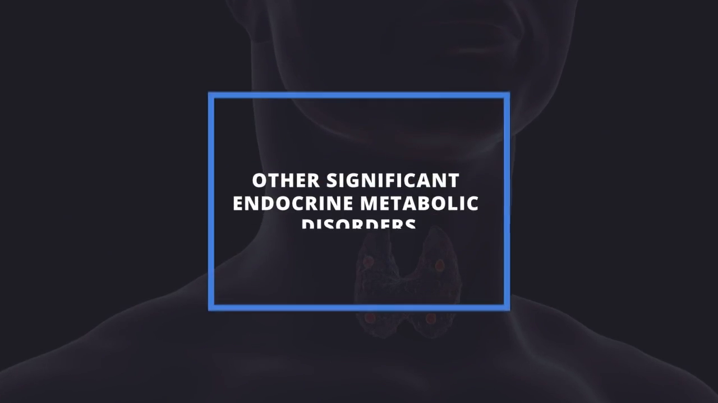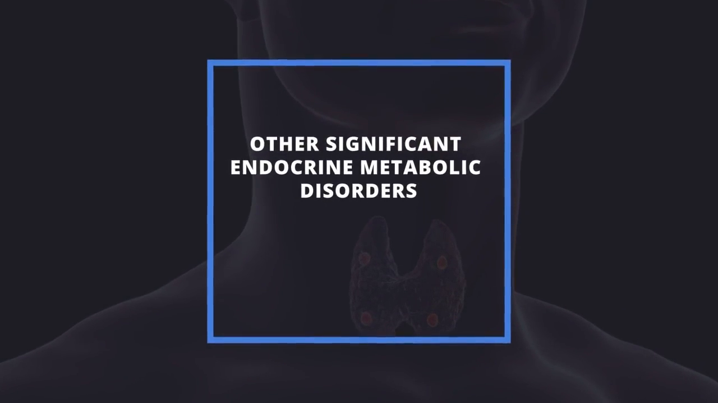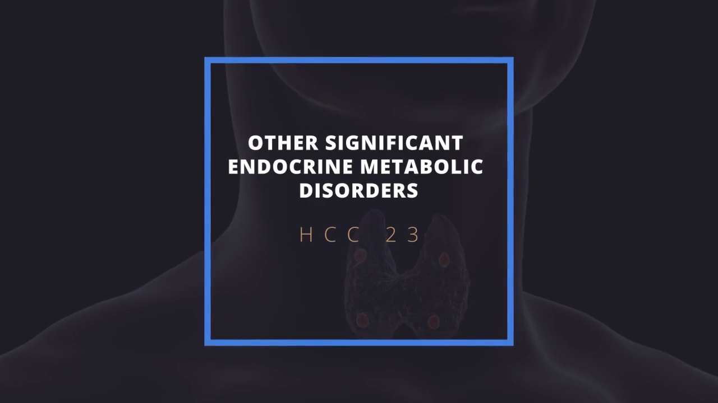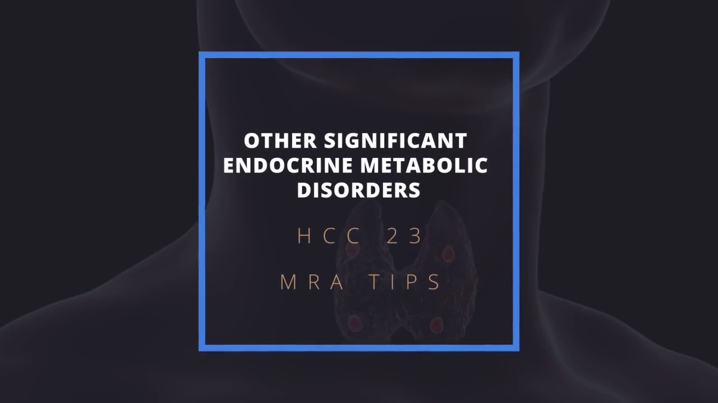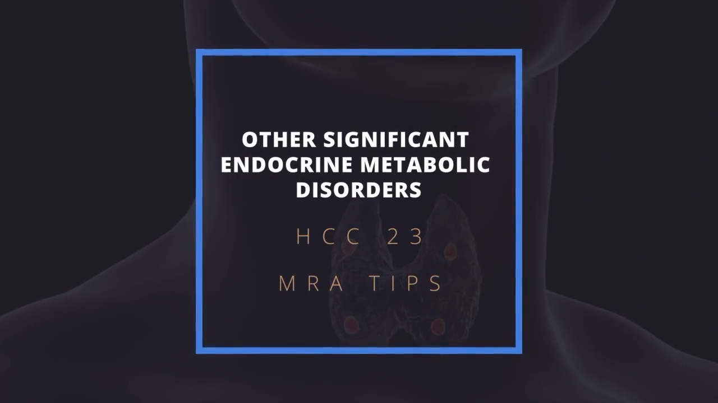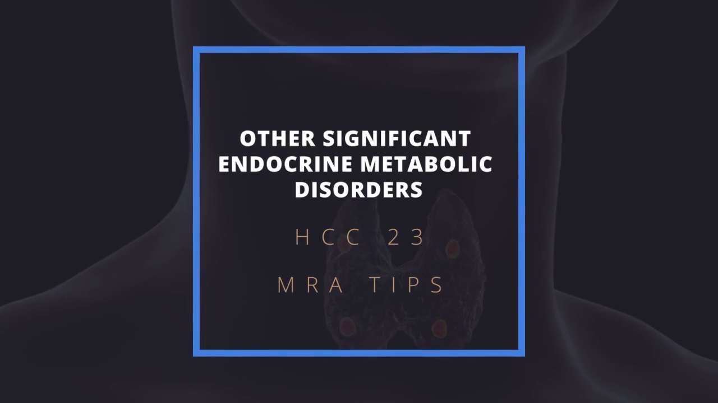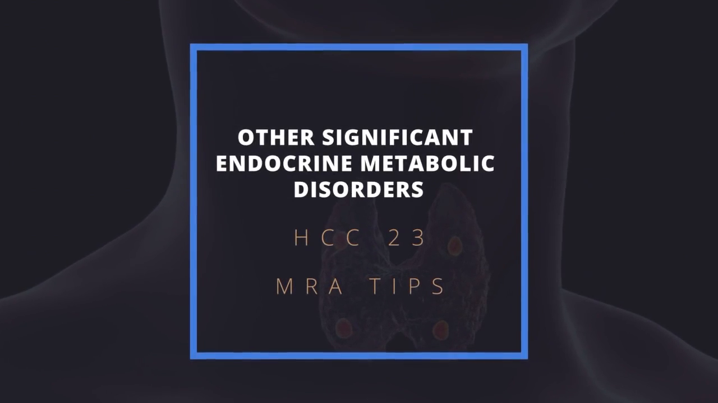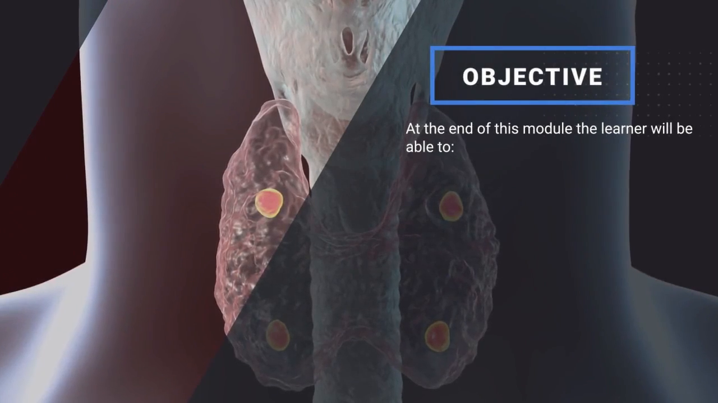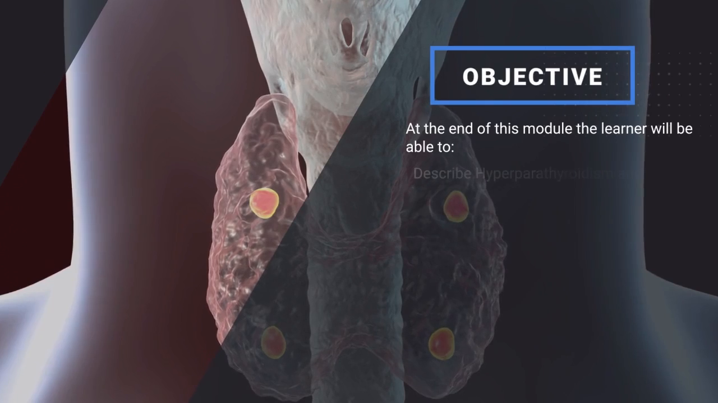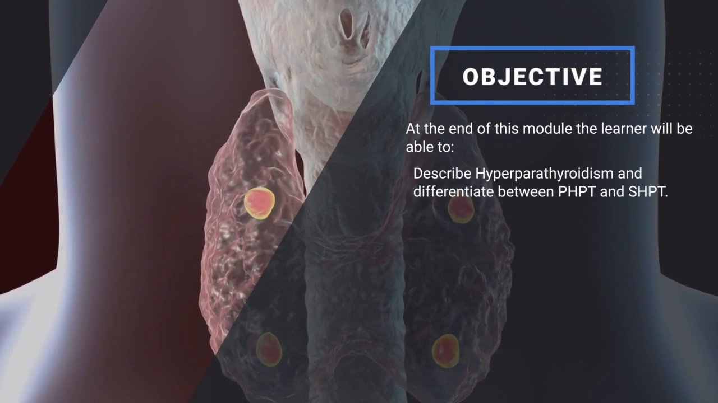We welcome you to our module Other Significant Endocrine Metabolic Disorders, HCC 23 from MRA Tips. This module has been developed specifically for MRA reviewers as a refresher on diagnosis criteria, documentation, and coding of other significant endocrine metabolic disorders.